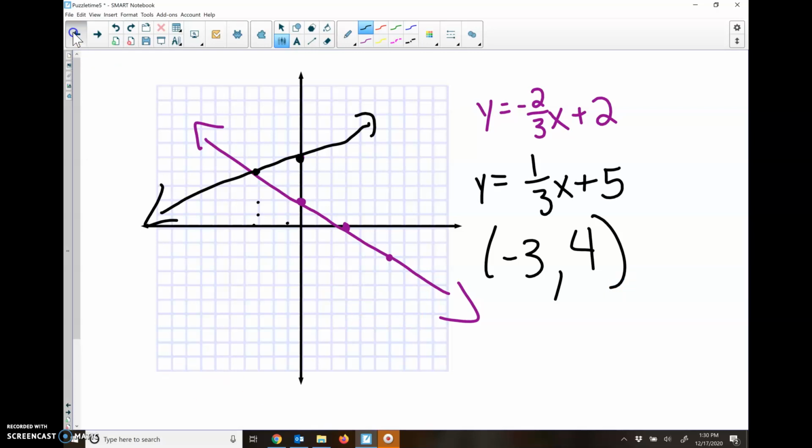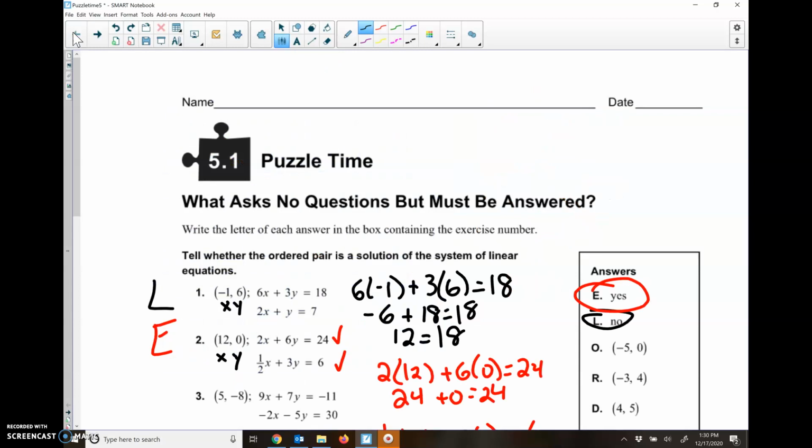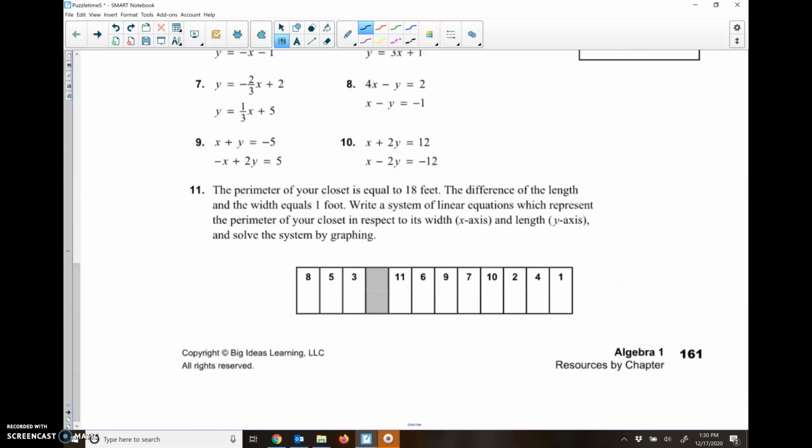All right, so then the answer to our joke here: what asks no questions but must be answered? And the answer is the doorbell.